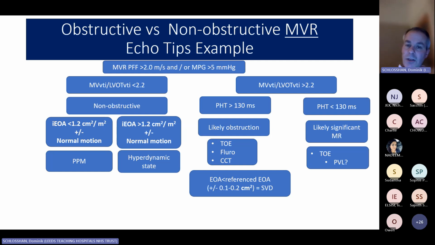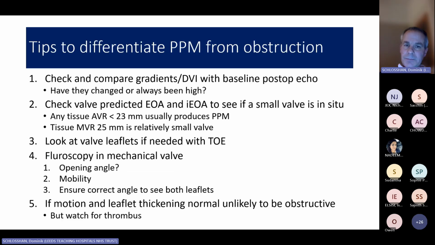The pressure half time is not a bad trend. The pressure half time is not used to calculate the mitral valve area. That's important. It's not validated in prosthetic valves. But if it's short, it's usually not obstructive, and it's usually significant mitral regurgitation. And if you have that, you should go hunting for the regurgitation jet and maybe ask for another imaging test. Again, this is just a rough guide that you can look at. We won't have enough time to go through this in detail, but you can see that on the slides.